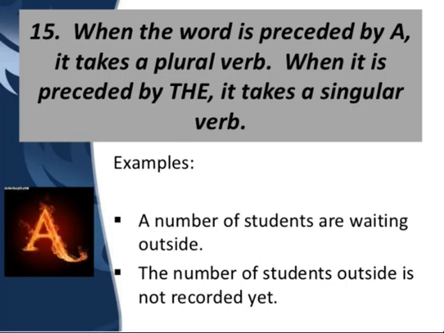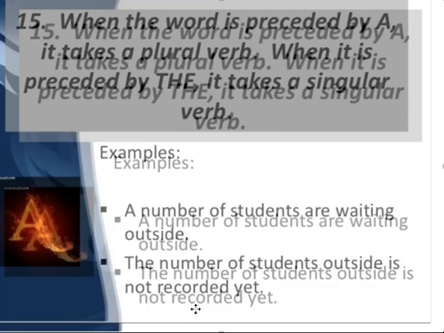The 15th one. When the word "a number" is preceded by "a", it takes a plural verb. When it is preceded by "the", it takes a singular verb. Like, a number of students are waiting outside, or the number of students outside is not recorded yet.